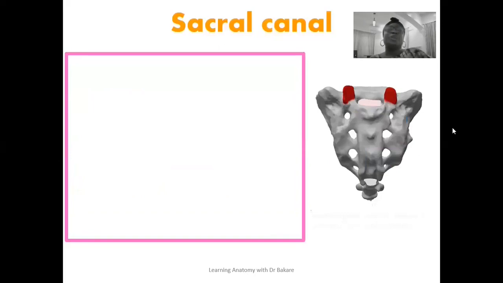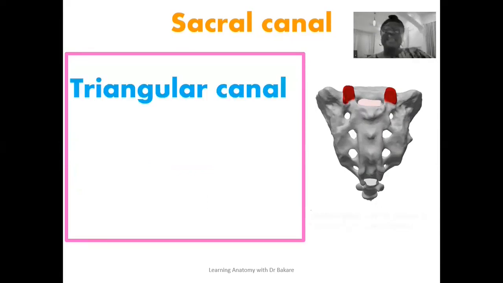So let's try and dwell more on the sacral canal. Let's see how this canal, the orientation, and also structures that are related to it. The sacral canal is a triangular canal, which means that it takes the same orientation as the shape of the sacrum. Remember, we tried to describe the configuration of the sacrum being a flat triangular bone. So the canal that is created within it also takes the same orientation, just as the shape of the sacrum.